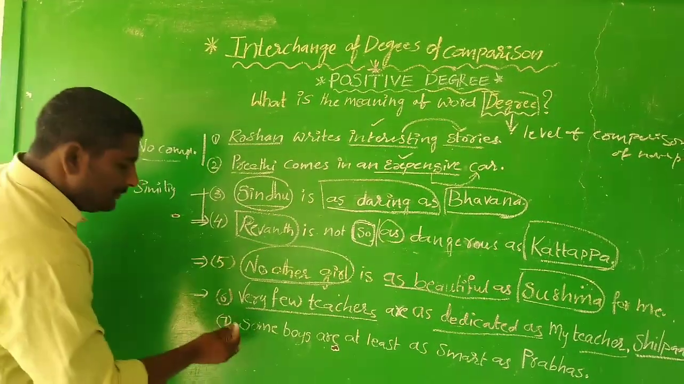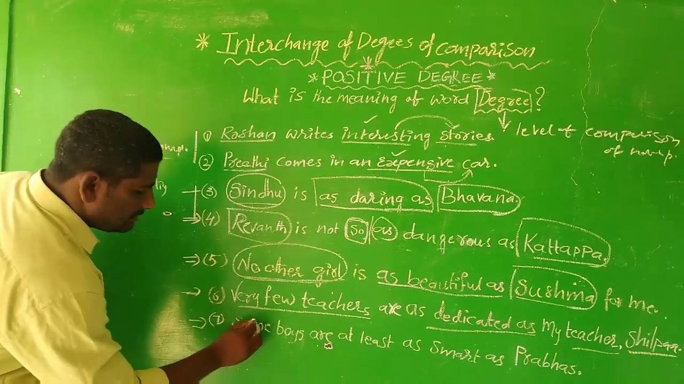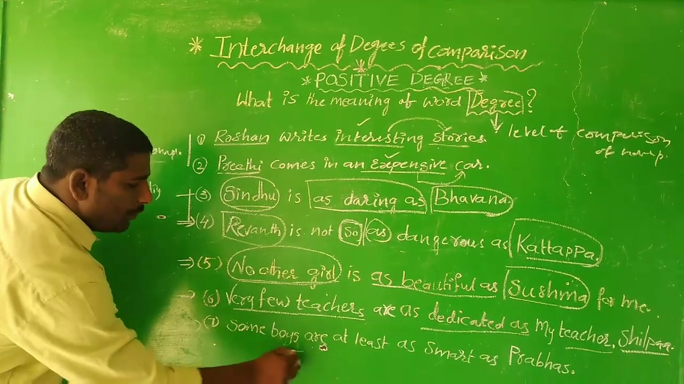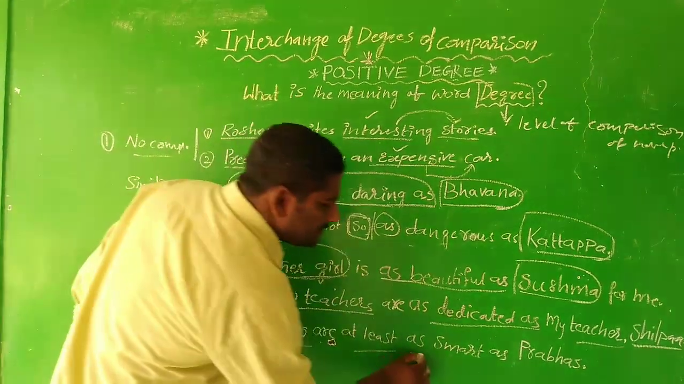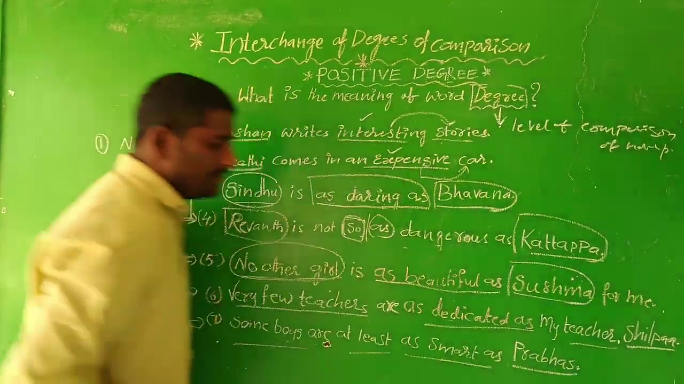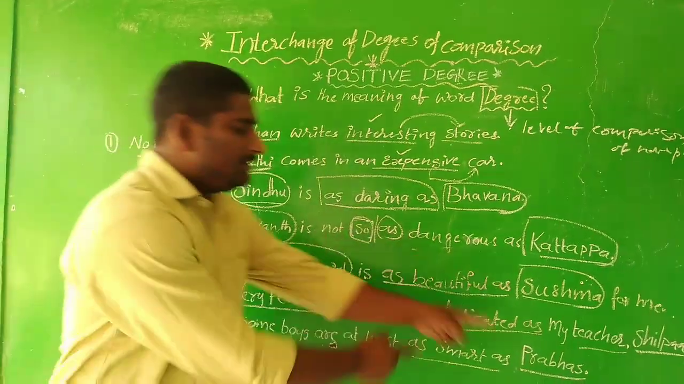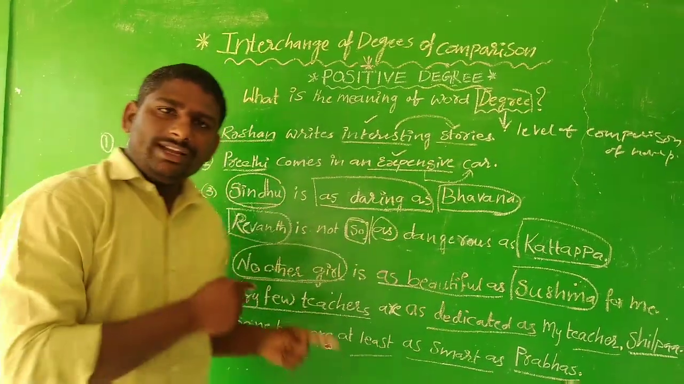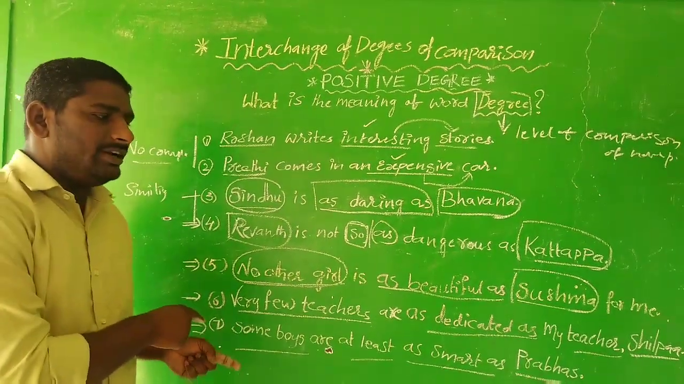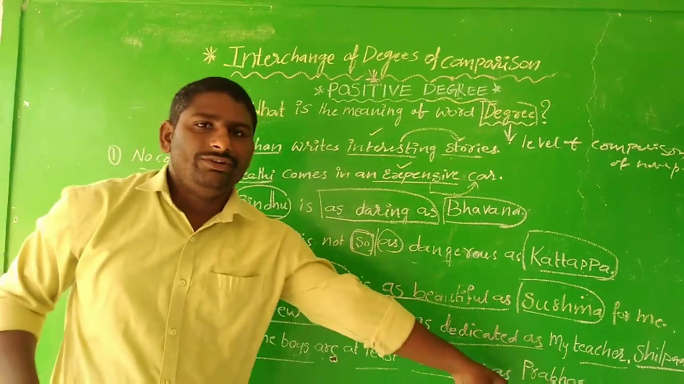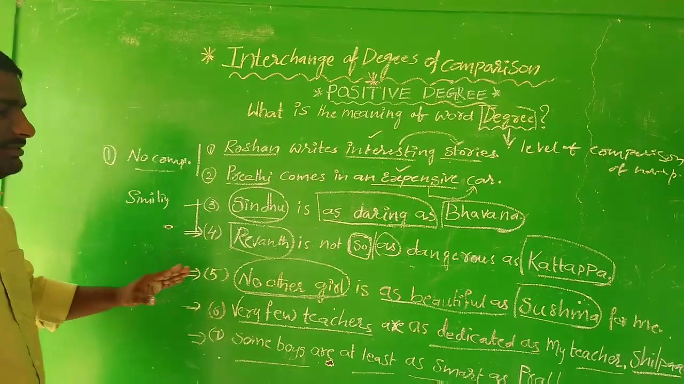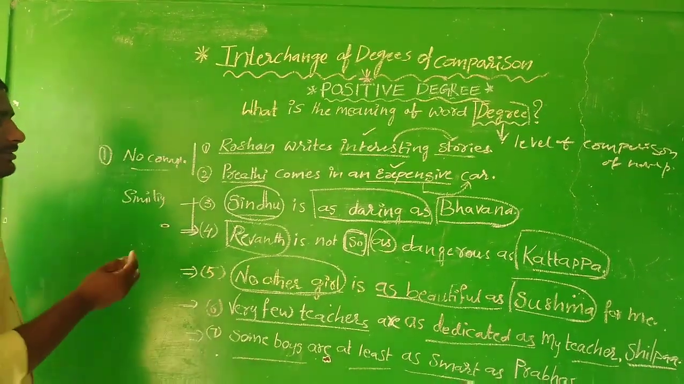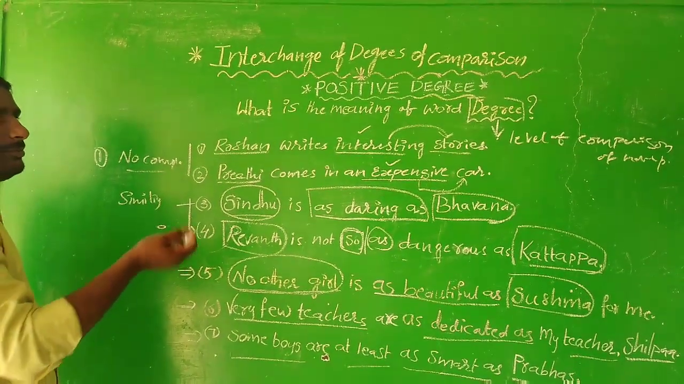In the seventh sentence, some boys are at least as smart as Prabhas. Some boys are compared with Prabhas, so again you can see the comparison between a group of people and an individual. These seven sentences tell you the qualities or characteristics of the positive degree.